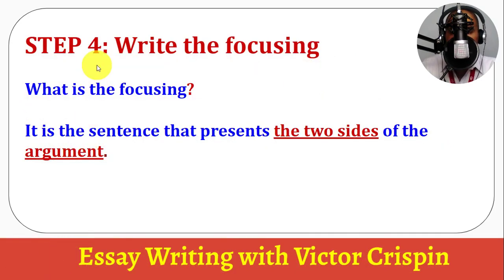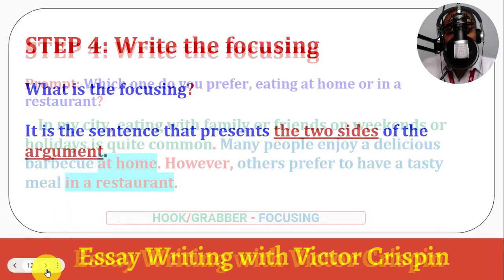In step number 4, we have to write the focusing. The question is, what is the focusing? Well, basically it is the sentence that presents the two sides of the argument, the two ideas, the two contrast ideas that are introduced in the introductory paragraph. Let's move on to the next image.